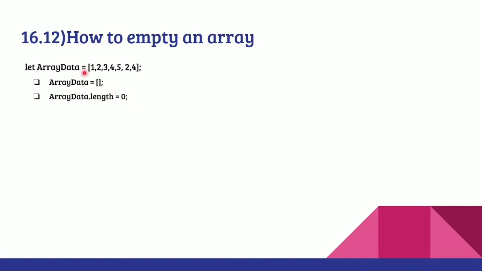So the length will become 0 and all the elements will be removed. The third method is I can simply write array_data.splice and pass 0, array_data.length. As we already know, the splice method is used to remove elements from an array by specifying two parameters. The first one is the index of the starting point from where I want to delete. The second parameter is the count of how many elements you want to delete. So this way array_data.splice will remove all the elements from an array.